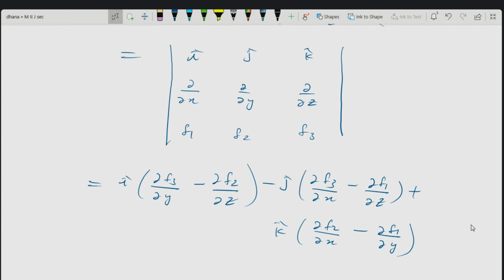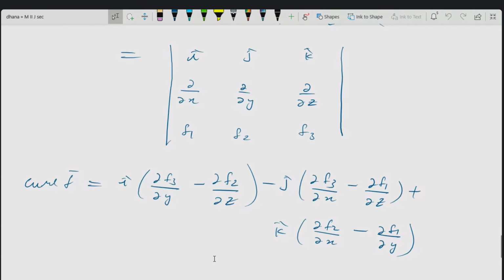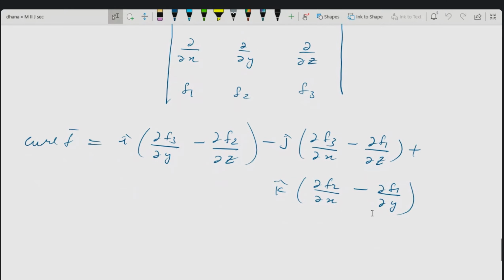Yes, ma'am. So in this result, f1, f2, f3 are scalar functions. So all this you will have scalar, but they are all with i, j, and k. So overall, curl of f bar is a vector point function only that we will get as the result. Understood? Okay, but no need to remember this formula. Whatever question is given, you solve it in this particular form only. Just write down the components f1, f2, f3 from the question, and there itself you solve this one.